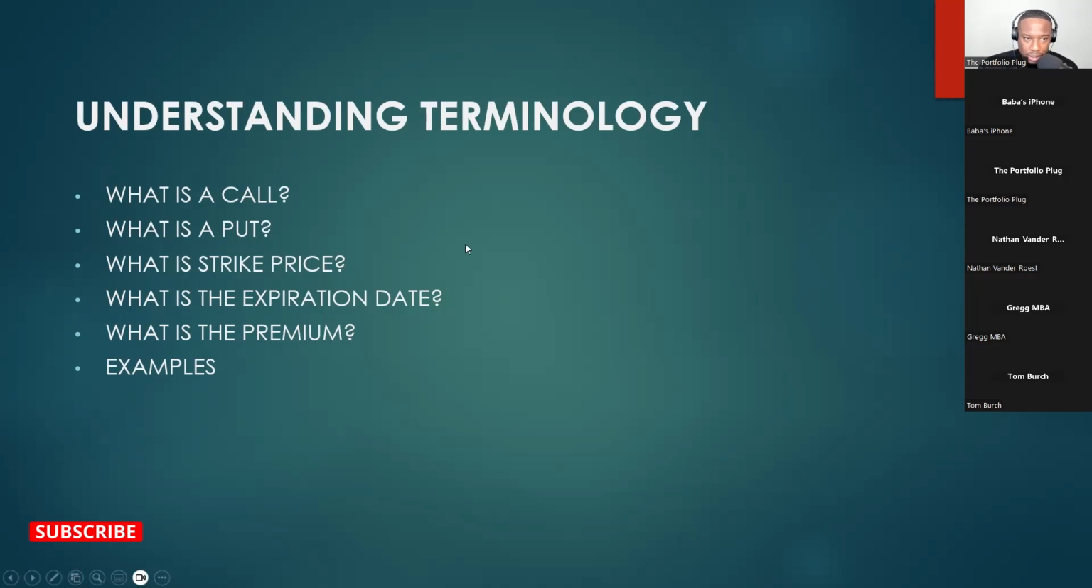So for those that don't know, a call is when you think that a stock is going to go up. So you buy a call, and as the price of the stock goes up, your contract price will go up. That is a call option. For a put option, you think the price of the stock is going to go down. As the price of the stock goes down, you make a profit and your contract price goes up. So call for up, puts for down, and you make a profit either way. And if it's going the opposite direction, that means you're going to be losing.